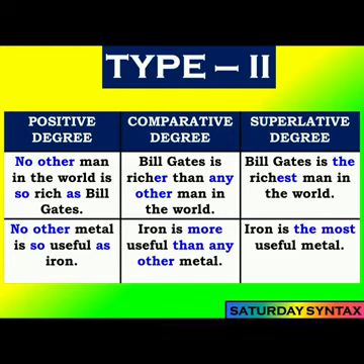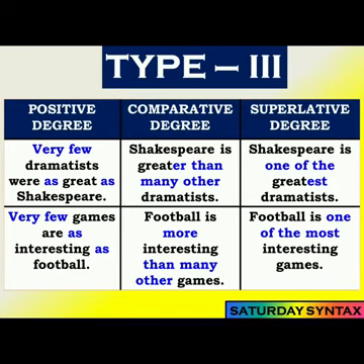One more example. In positive, yes, of course, the sentence starts with no other. So, no other metal is so useful as iron. In comparative it becomes, iron is more useful than any other metal. And in superlative, iron is the most useful metal. And the last type, that is type 3. In positive degree, there will be very few in the beginning of the sentence.